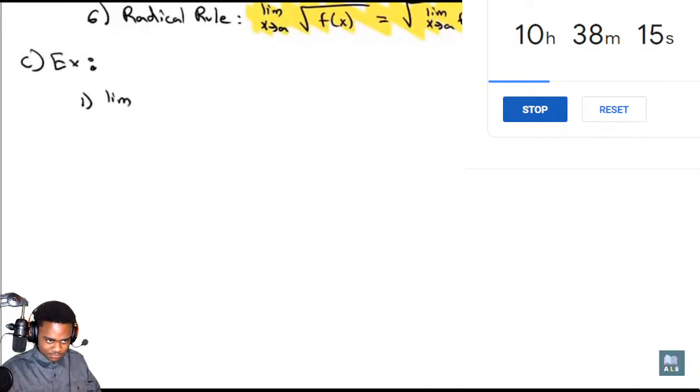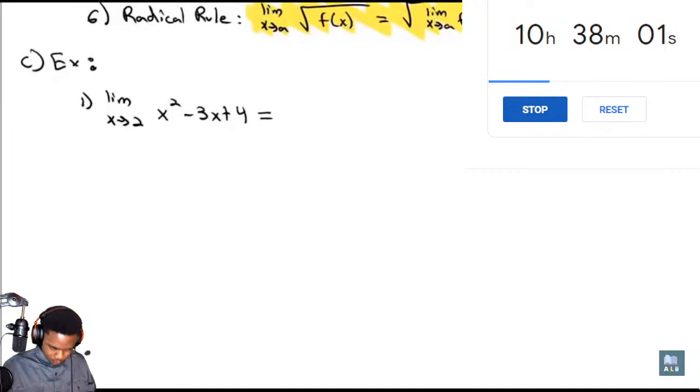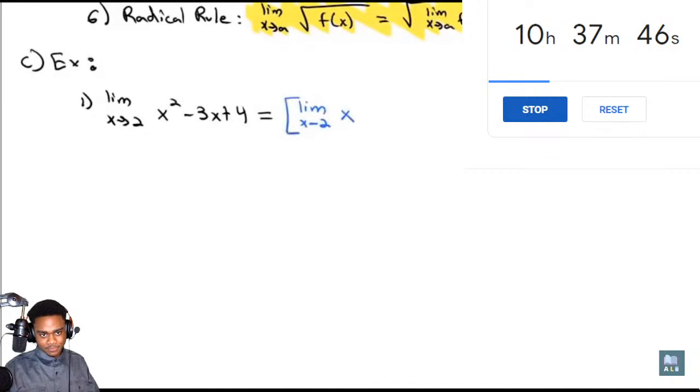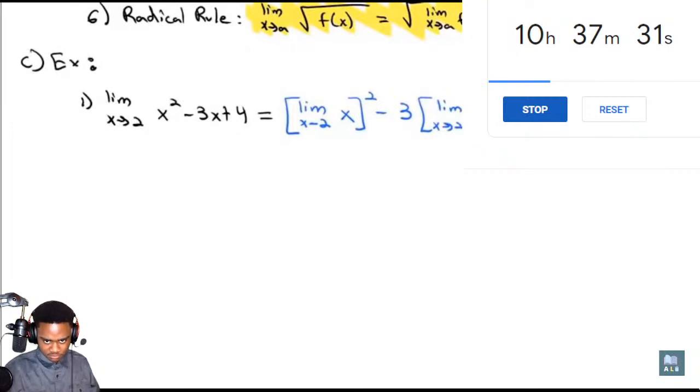If we want the limit as x approaches 2 of x squared minus 3x plus 4, we know from our limit laws that this added and subtracted can be broken into 3 pieces. We also know that the exponents and constants can be pulled outside of the limit. So we can take the limit as x approaches 2 of x and then square it, minus 3 times the limit as x approaches 2 of x, and add the limit as x approaches 2 of 4.